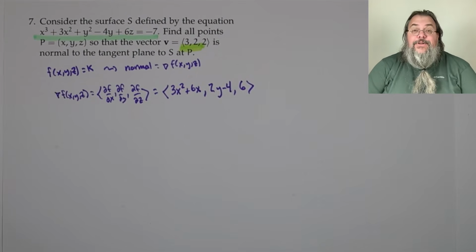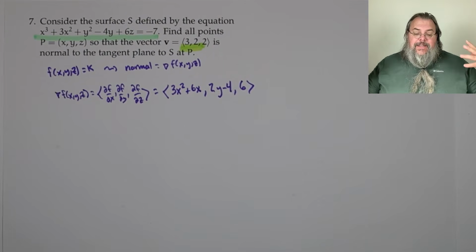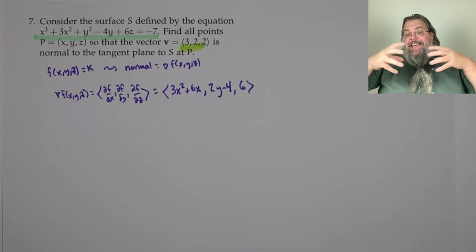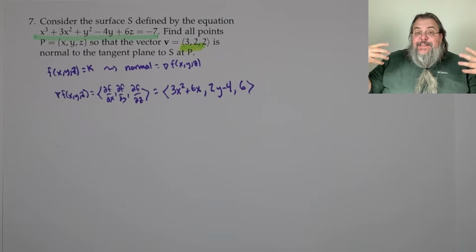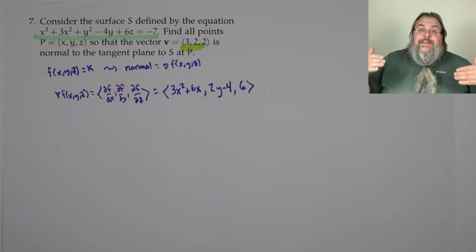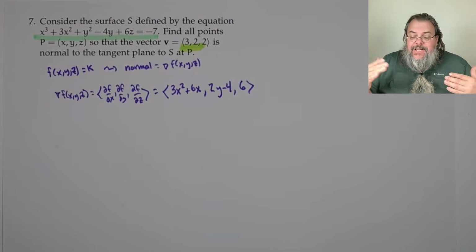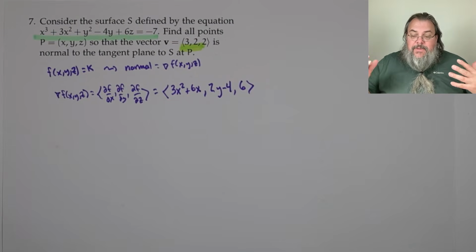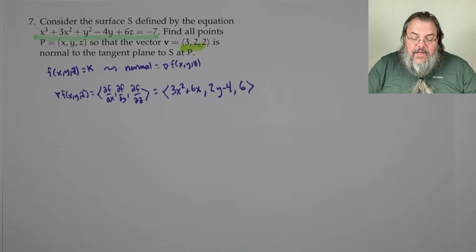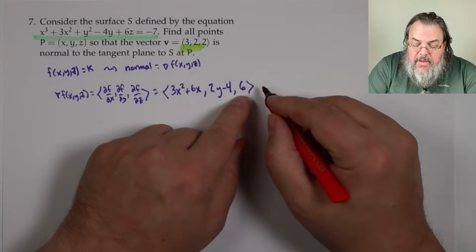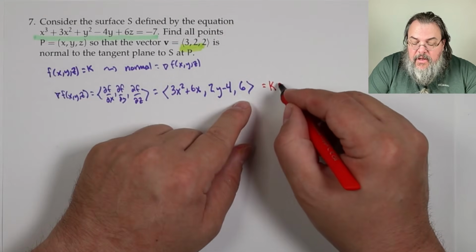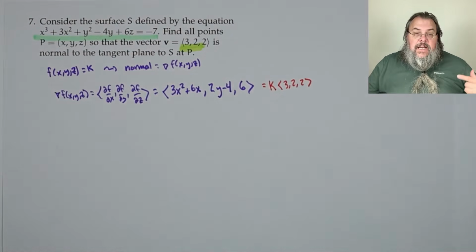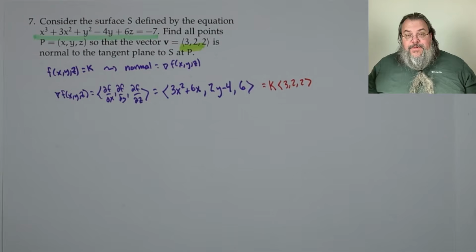Normals are not unique. You can always scale a normal by any non-zero number, and you still have a normal, because the important thing is the direction. The scaling doesn't change the direction as long as you don't multiply by 0. So the gradient has to be some multiple of the vector (3, 2, 2). Now what we have to do is figure out which multiple.